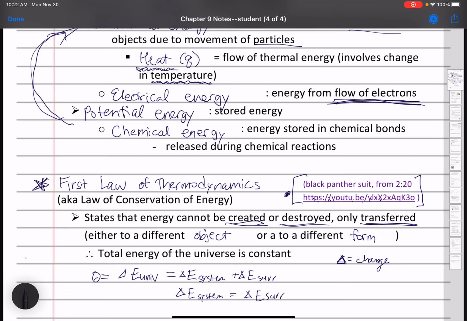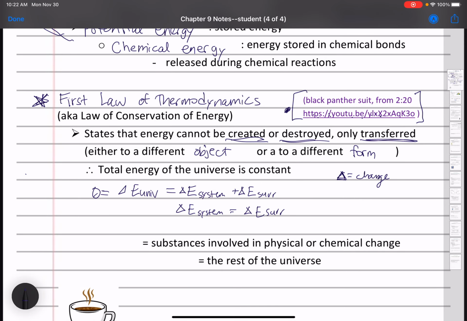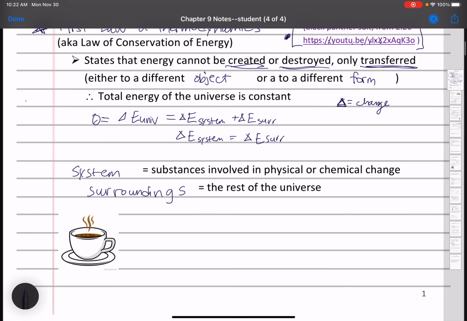All right, so some examples of this. What do we mean by system and surroundings? So the system is the substance that's involved in the physical or chemical change in chemistry that we're referring to. And the surroundings are the environment surrounding that system. In physics, we say it's the rest of the universe, but usually it's just the immediate surroundings.